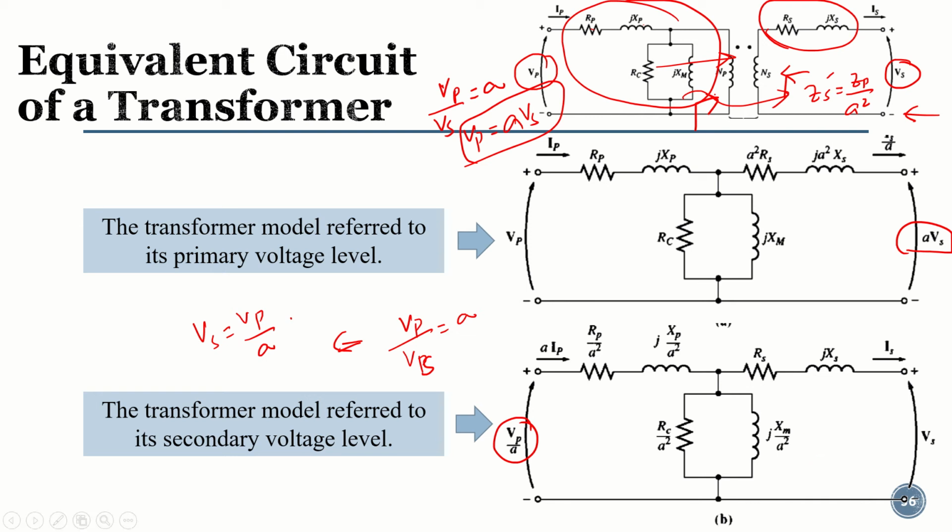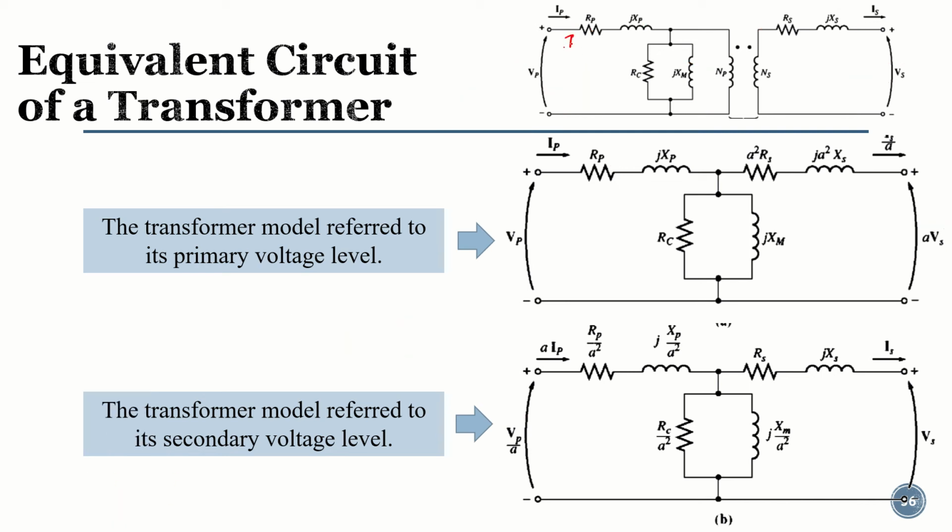So these were the two models which we learned last time. The main components here are the series components, and then we have the excitation branch. The excitation branch is making the circuit kind of complex. The other reason is, if we compare the primary current and the secondary current, this is my primary current, and this is our secondary current.